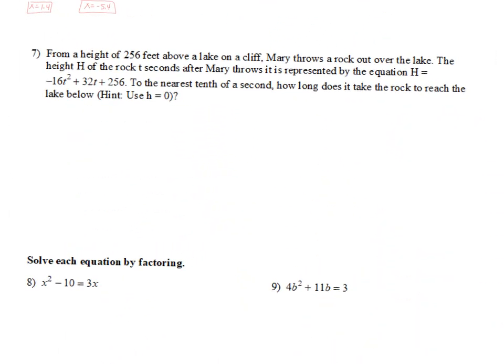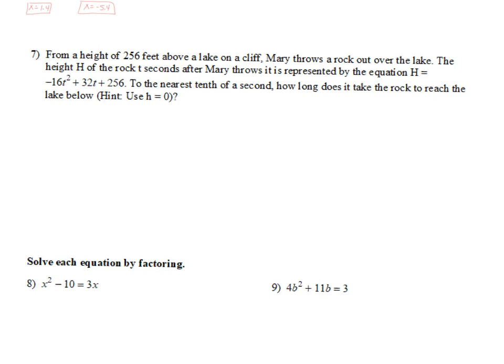Okay, so from a height of 256 feet above a lake on a cliff, Mary throws a rock out over the lake. The height h of the rock, t seconds after Mary throws it, is represented by the equation. To the nearest tenth of a second, how long does it take the rock to reach the lake below? Hint, use h equals 0. So they're telling you basically, guys, you're just going to take 0 and plug it in right there. And then you're using the quadratic formula to solve.